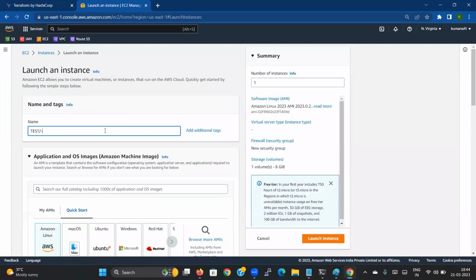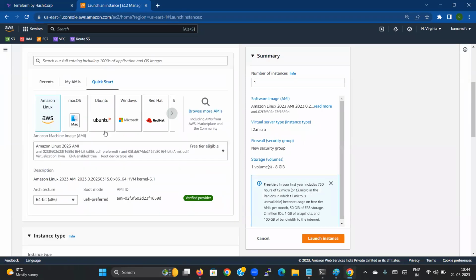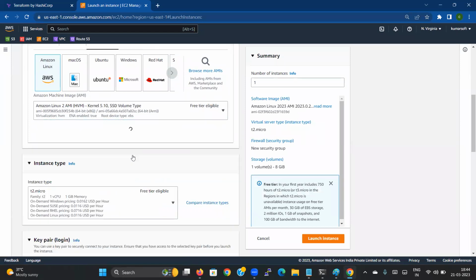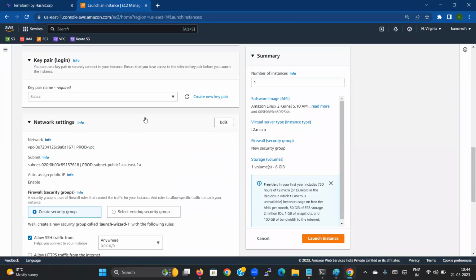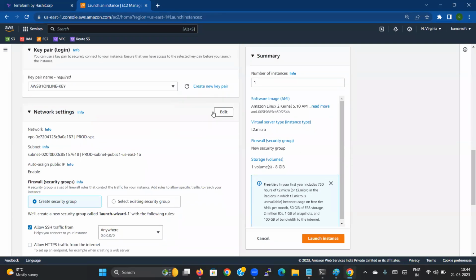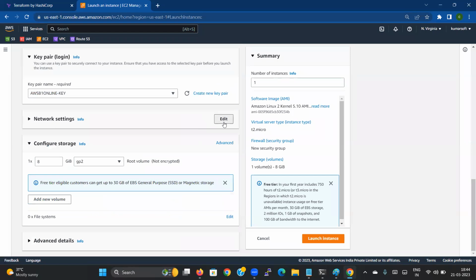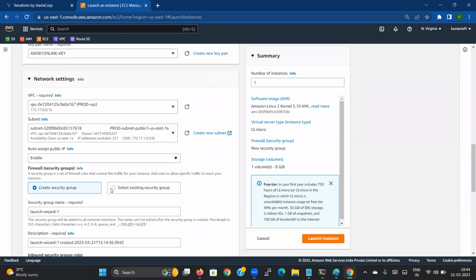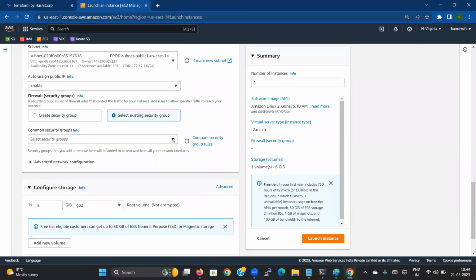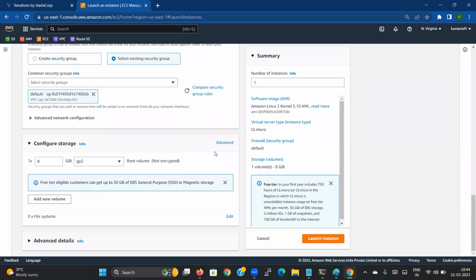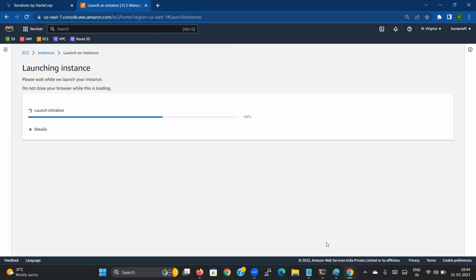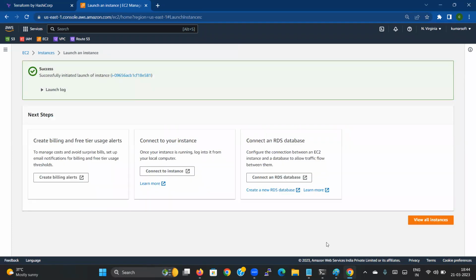So test_server. Okay, test_server, Amazon Linux. The key pair, we will discuss the key pair and all the concepts, don't worry. So I want to deploy on this particular network. Okay, select an existing security group, and then launch the instance. So in the Northern Virginia region, I deployed an instance. I deployed a server in a US location. I have created a server.